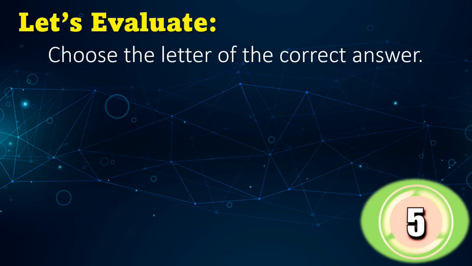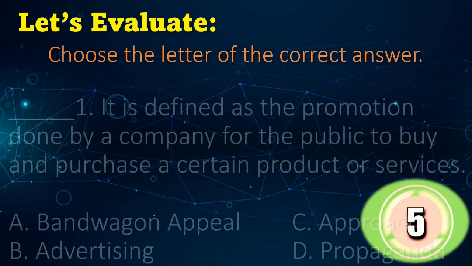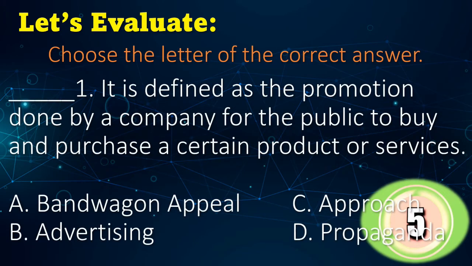And now let's answer the following questions. Directions. Choose the letter of the correct answer. One. It is defined as a promotion done by a company for the public to buy and purchase a certain product or services. A. Bandwagon appeal. B. Advertising. C. Approach. D. Propaganda. You have 5 seconds to answer.